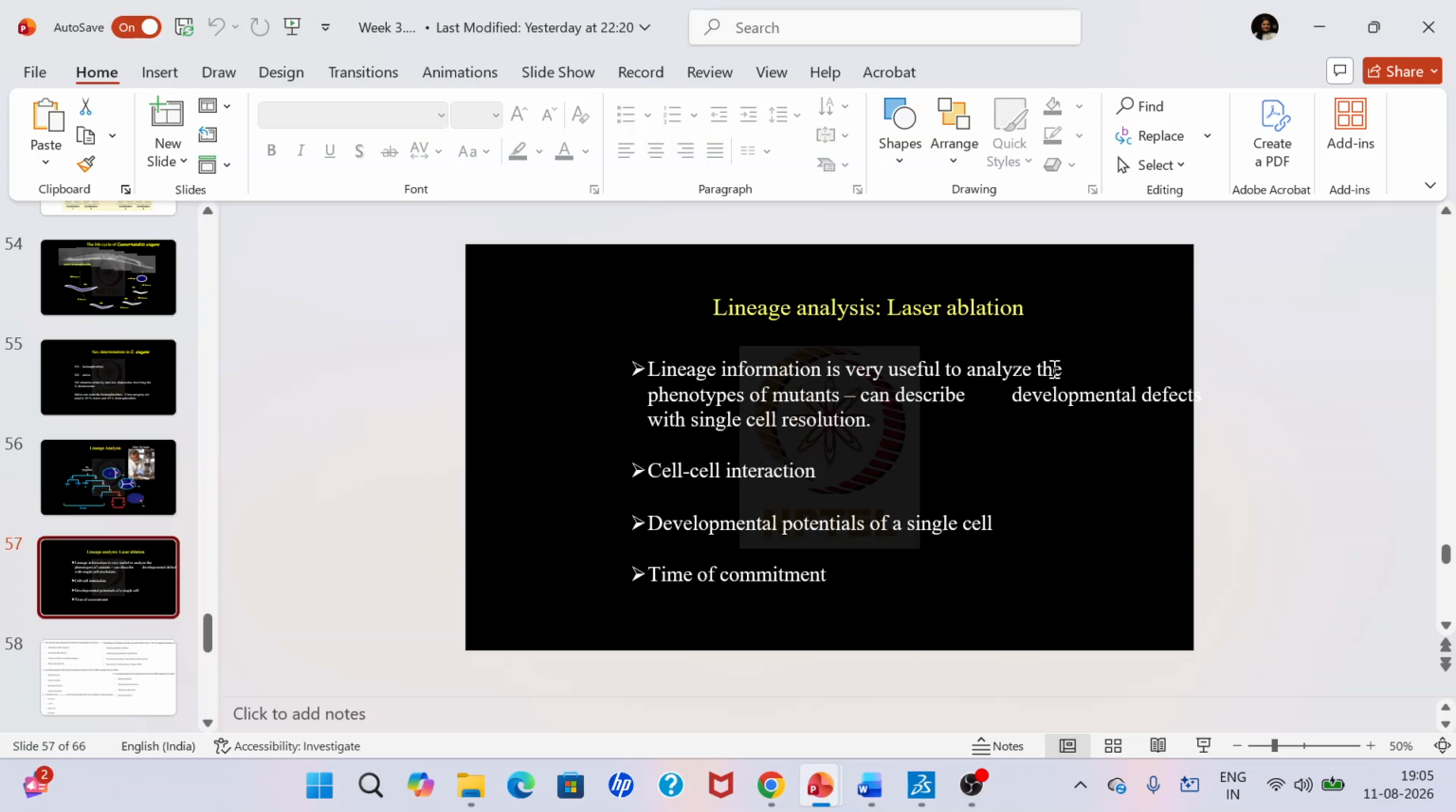Lineage information is very useful to analyze the phenotype of mutants, and it can describe developmental defects with single cell resolution. For cell-cell interaction, it can tell which cell is influencing what cell. Developmental potentials of a single cell can be told, and the time of commitment, at what time a cell is committed to form which organ, is also understood by lineage studies.